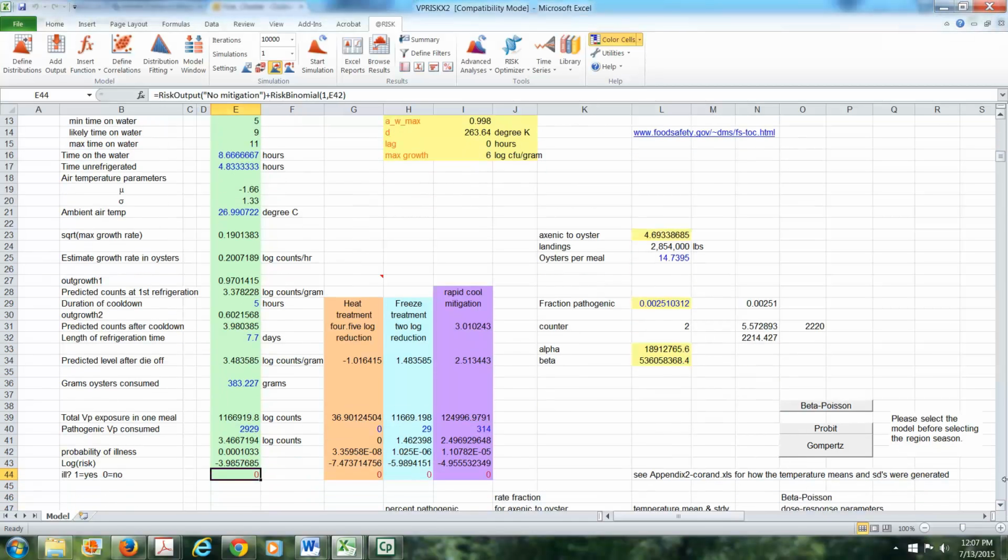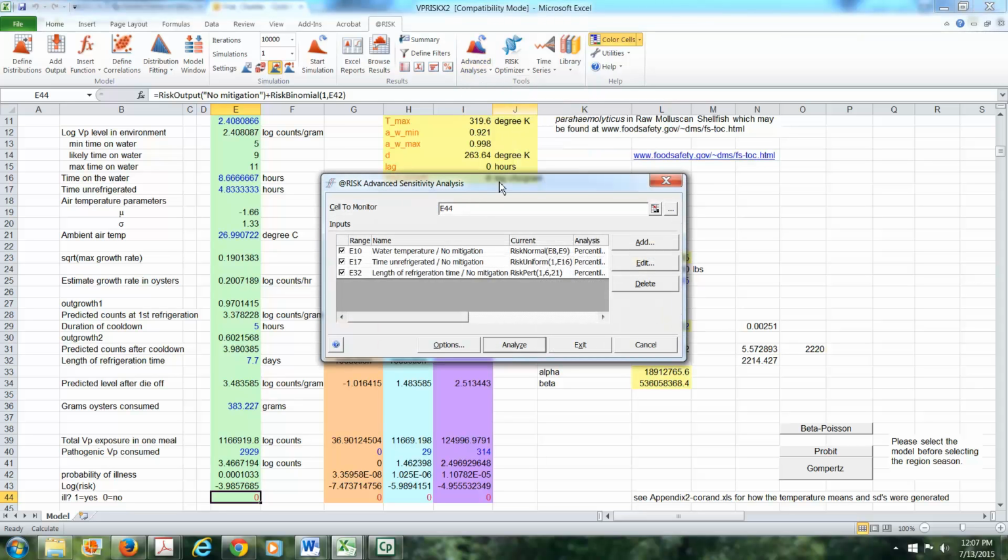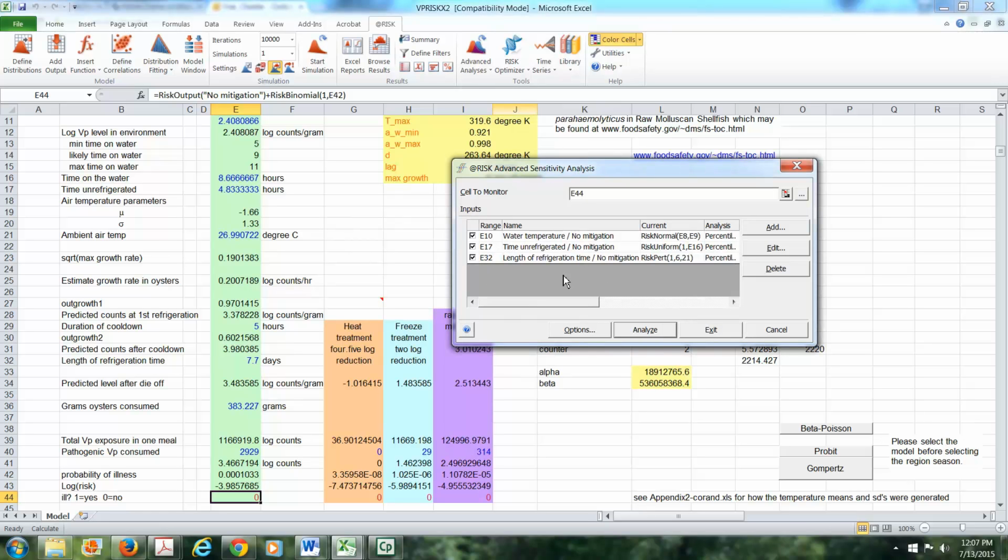So the next thing that we might want to do is take a look at the advanced analysis, the advanced sensitivity analysis. When I click on this, I get the opportunity to monitor the results of cell E44, that's my number of illnesses, and this time I'm using water temperature, same as we did before, the time unrefrigerated, the same as we did before, but I'm now adding a third variable, the length of refrigeration time. That's right here.